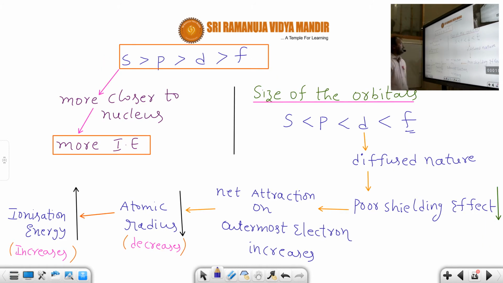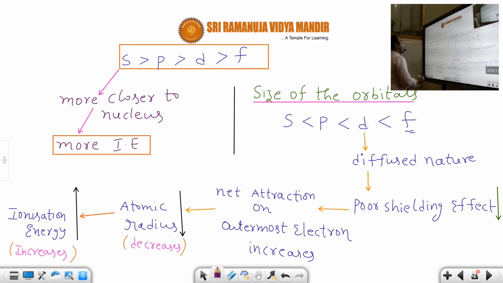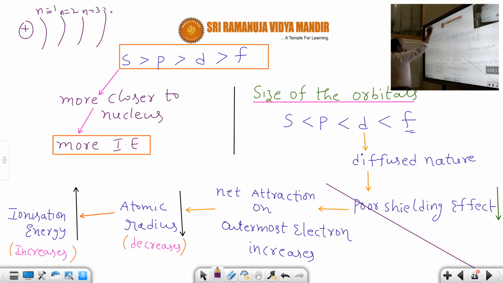After that, generally we know the orbitals: s orbital, p orbital, d orbital and f orbital. Generally the s orbital is very near to the nucleus. Am I correct or not? Have a look at that, I will explain here. This is the first orbit, this is the second orbit, this is the third orbit, this is the fourth orbit.